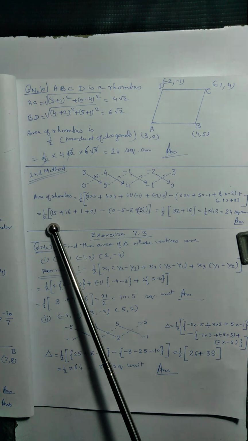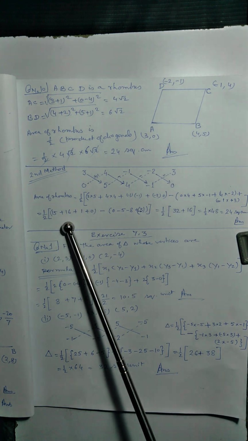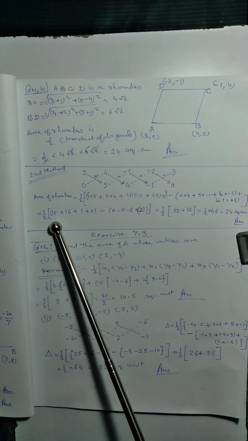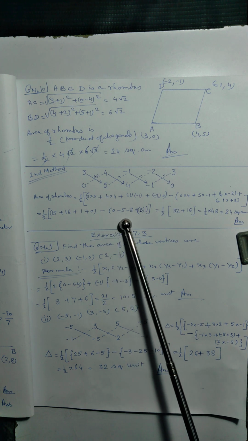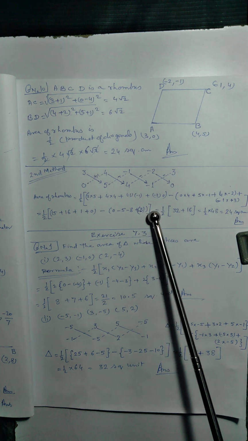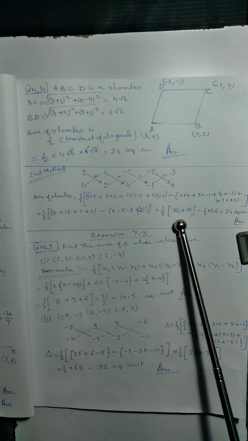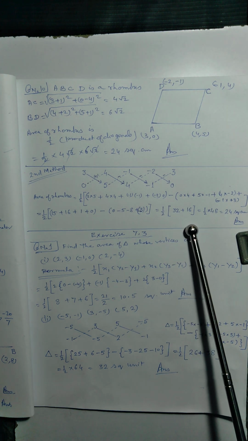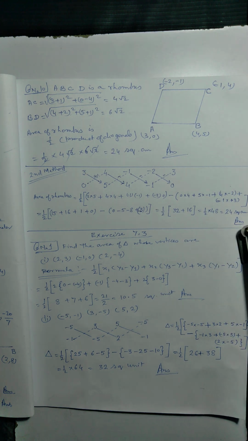So 1/2, solve it, you will get 1/2 outside of the bracket. 15 plus 16 plus 1 plus 0 in the first bracket. In the second bracket, you will get minus 0, minus 5, minus 8, minus 3. Now the second bracket is closed, and totally, 1/2 inside the bracket, 32 plus 16. Ultimately we get 1/2 of 48, that will be equal to 24 square centimeter, and this will be the answer of your question number 10, by the second method.